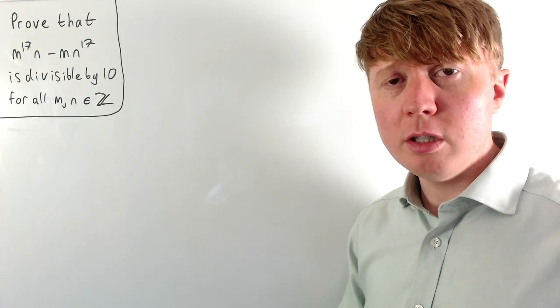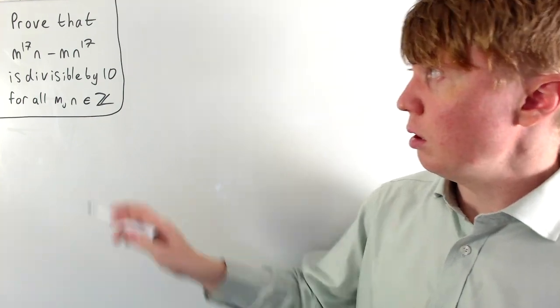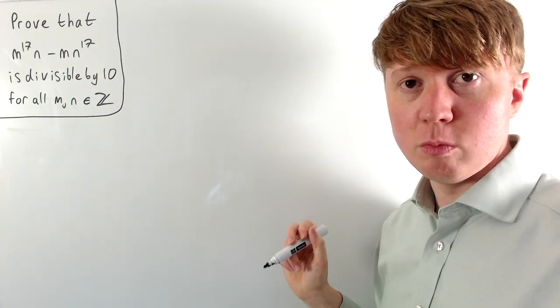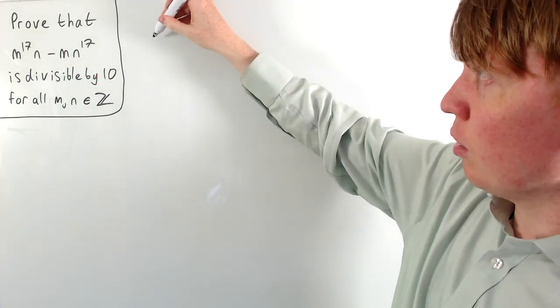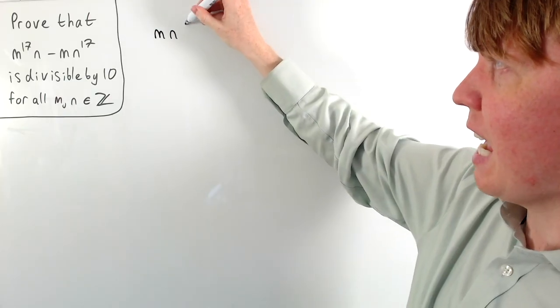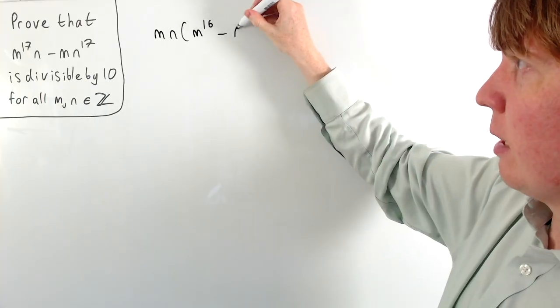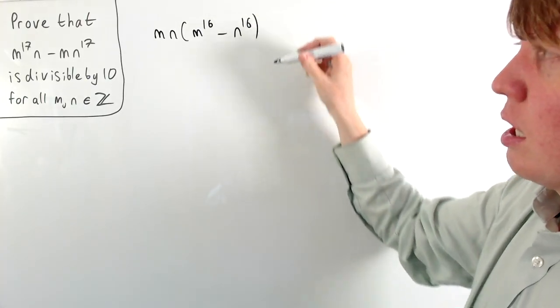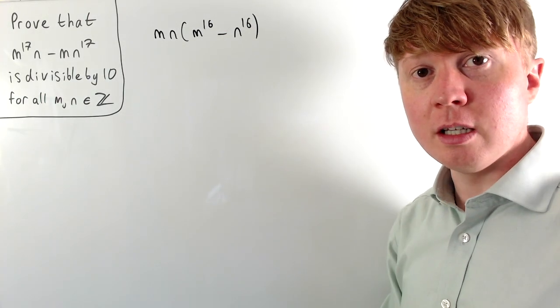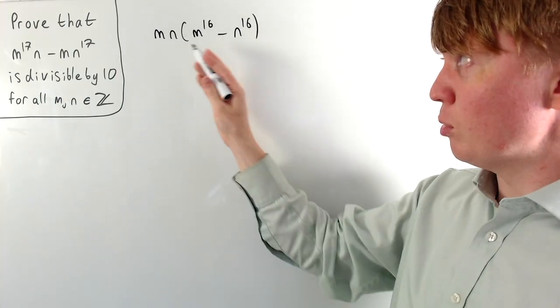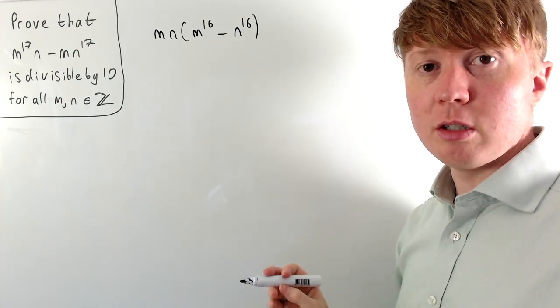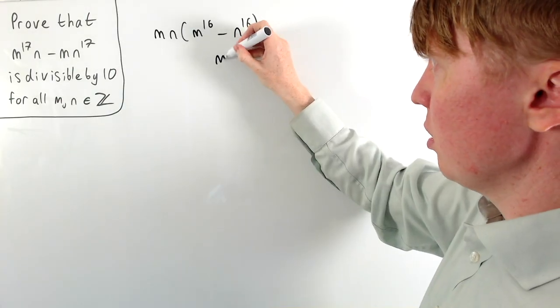So if we start by showing that it's divisible by 2, we can notice that there's a simple factorisation we can apply here, where we can take out a common factor of m and n, so this just gives us mn times m to the 16 minus n to the 16. Then from this expression we can see that in most cases if m or n are even, then we're going to get an even number. So let's just write these out.